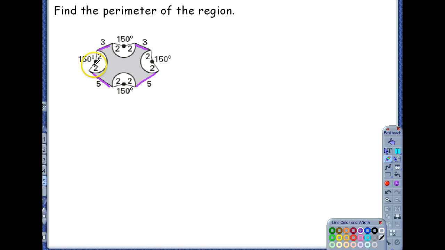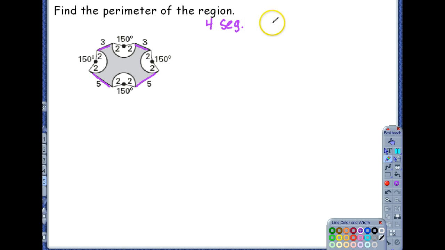Now, are these segments part of that region? No, those are the radius of the circle, which is going to help me with my arc length. That can be a confusion. A lot of times people think that these are segments. Yes, they technically are, but they're not part of the perimeter of that shaded region. So we have four segments. They're not all the same, but I'm just going to make a little note. We'll talk about that in just a minute.